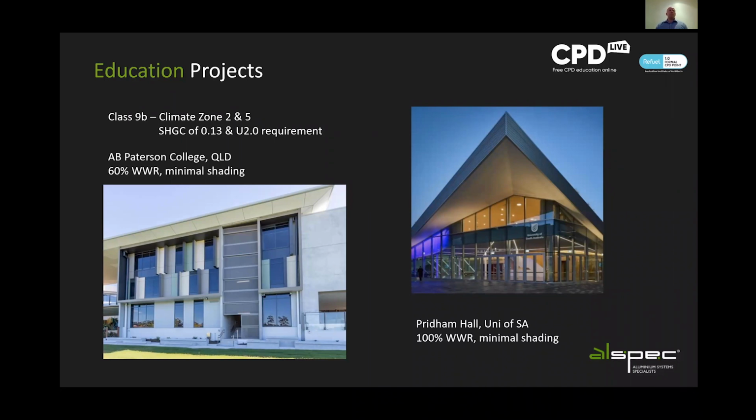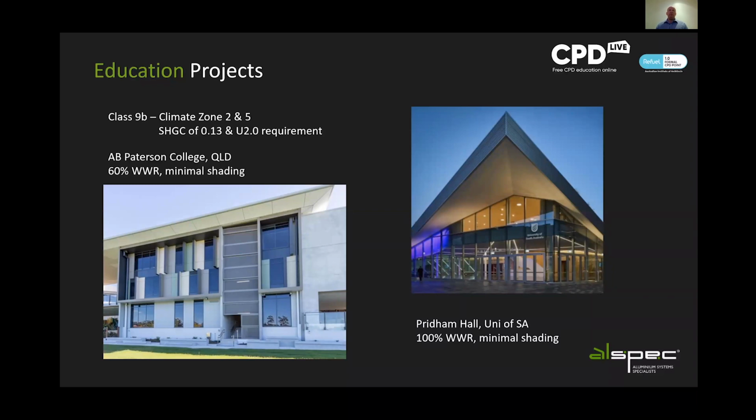We'll start off with a couple of education projects. There's the AB Patterson College in Queensland. On the left-hand side, about 60% window to wall ratio is being used here, with minimal shading. I'm not going to go into the details of what systems were used, because you can safely say that most of them were fairly low-performing glass and non-thermally broken aluminium framing. Some of them will have decent glass. That's not fair. But we don't need to go into the specifics.